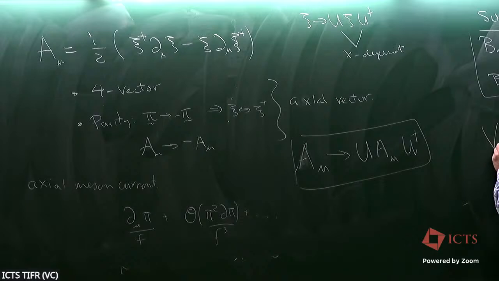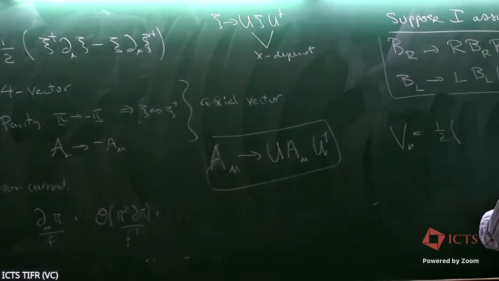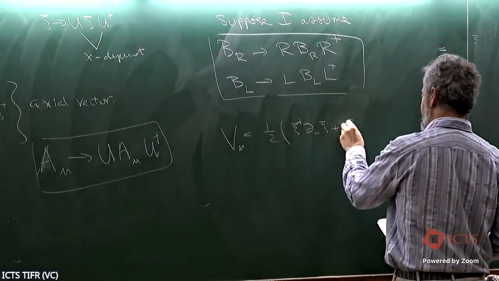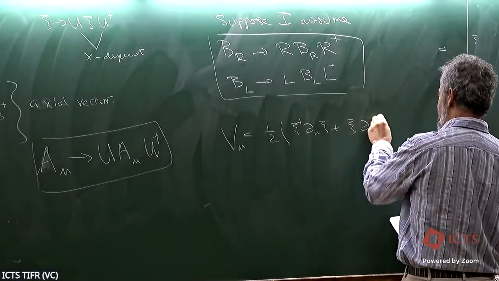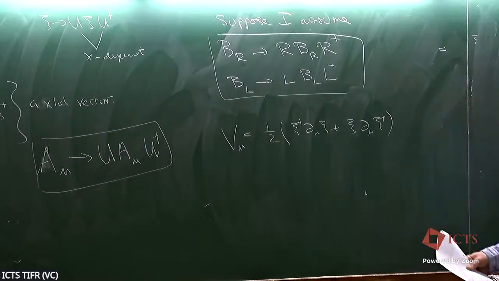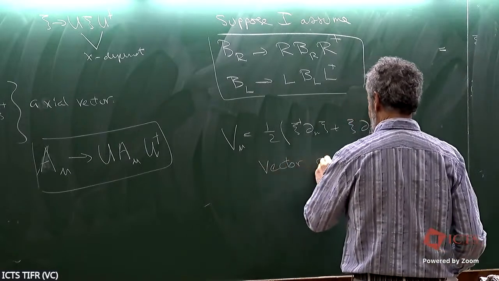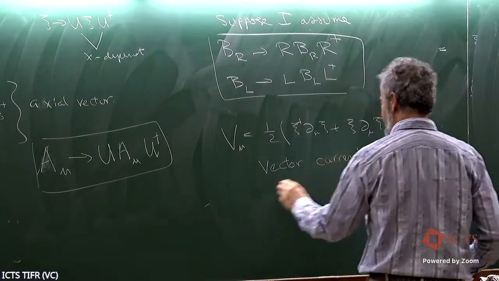B mu is equal to 1/2. I'm defining both to be Hermitian. C dagger d mu C plus C d mu C dagger. This is a vector current. Meson vector current.